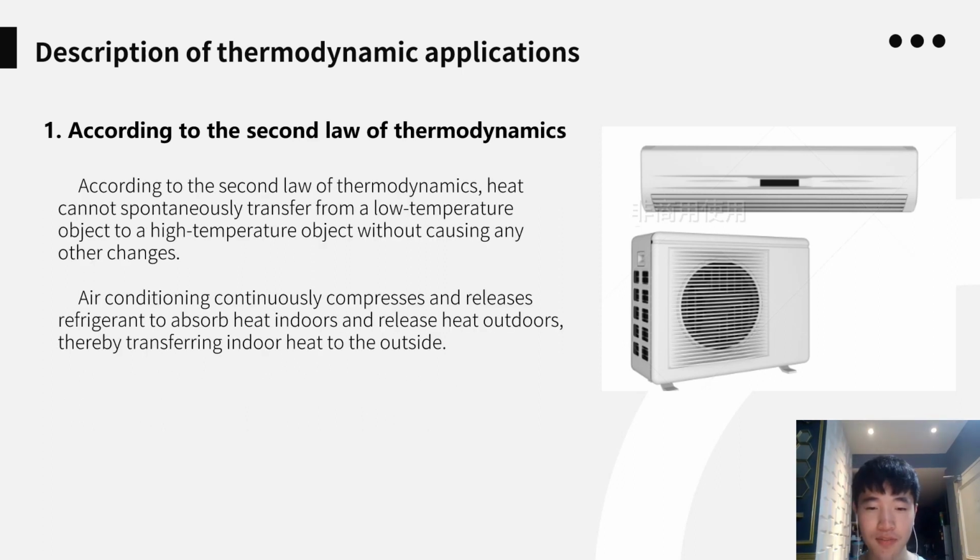According to the second law of thermodynamics, heat can't spontaneously transfer from a low-temperature object to a high-temperature object without causing any other changes. So as the team member mentioned before, air conditioning doesn't produce cold air, but achieves cooling by transporting hot air. Air conditioning continuously compresses and releases refrigerant to absorb heat indoors and release heat outdoors, thereby transferring indoor heat to the outside.